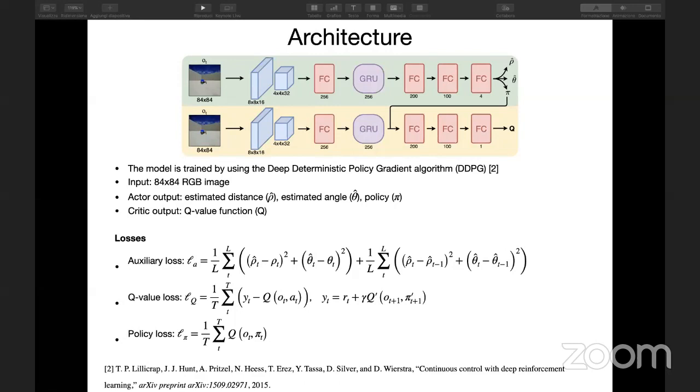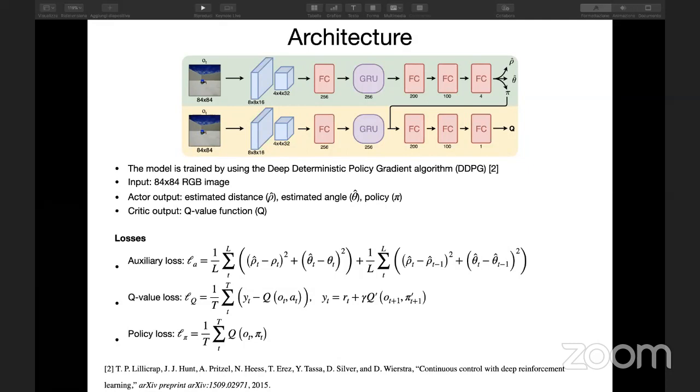In green, we can see the actor, which is fed with the current RGB frame. It produces three values: the estimated distance and the estimated angle, which are both used to compute an auxiliary loss that helps the agent to learn basic concepts of the task, and also, of course, the policy pi. The critic, in yellow, is again fed with the current RGB frame, but also with the action produced by the actor, which is used to compute the Q-value function that is used to measure the quality of the policy.